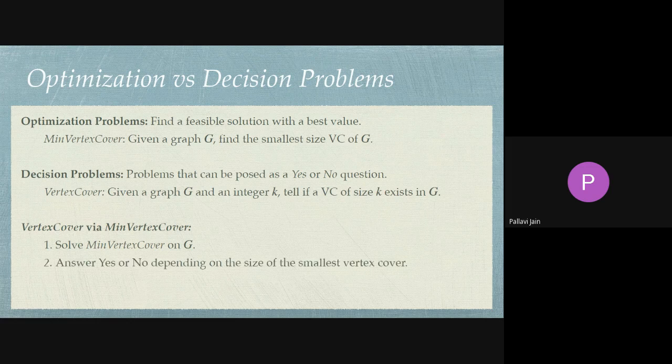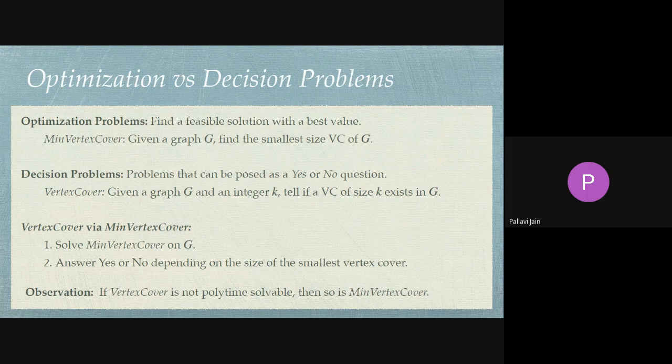Yeah, and then depending on the size of the smallest vertex cover that you've got, you can answer yes or no, right? Okay. And can we say this also? That is, if minimum vertex cover is polynomial time solvable, then so is vertex cover, right? And then just take the contrapositive of this: if vertex cover is not polynomial time solvable, then minimum vertex cover is also not polynomial time solvable, right?